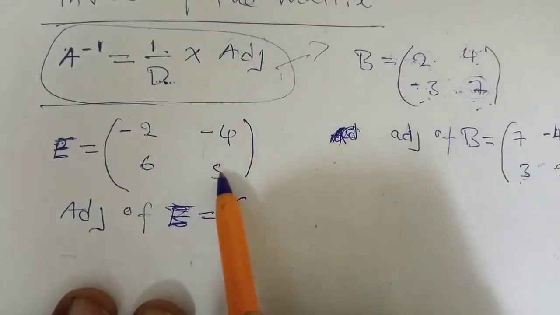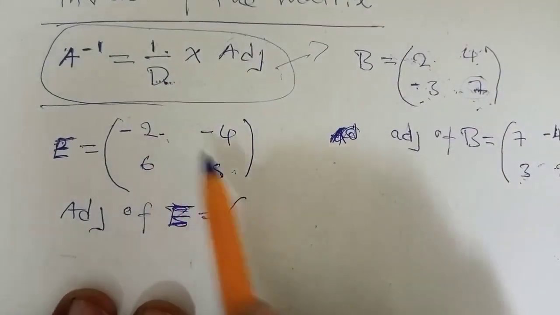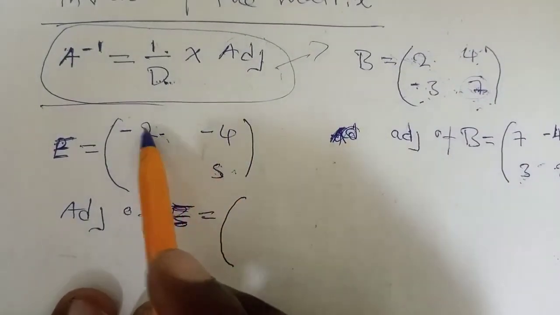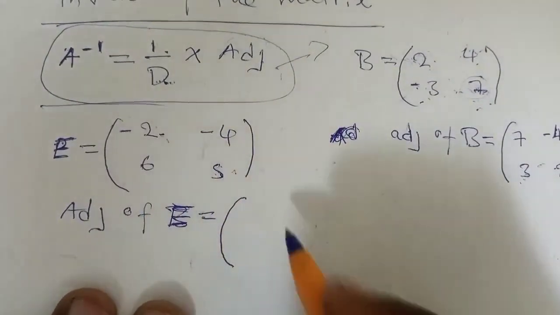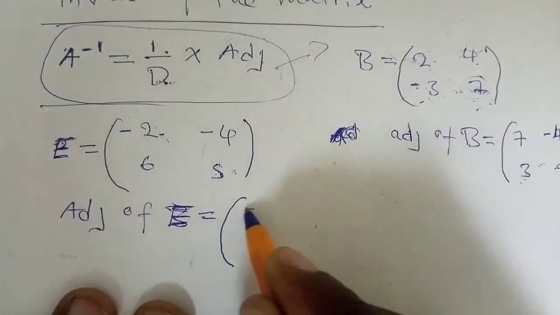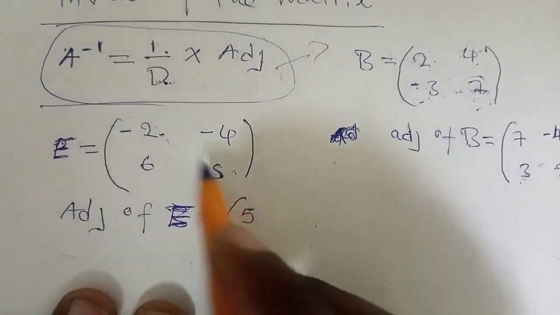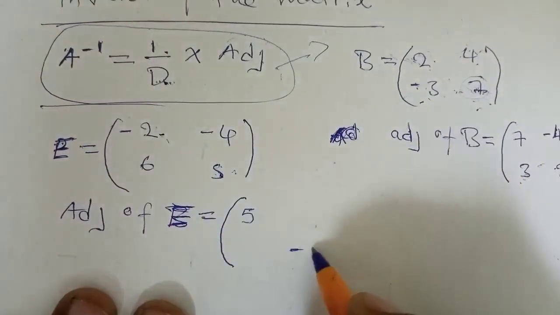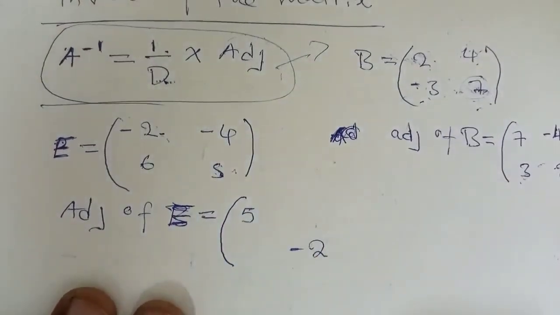So we said that these will change their areas where they belong to. So this 5 will come here, then this 2 will come here, just like that. So as simple as that. So 5 will be here. Okay, this 5 will come here, then this 2 will come here, like that.